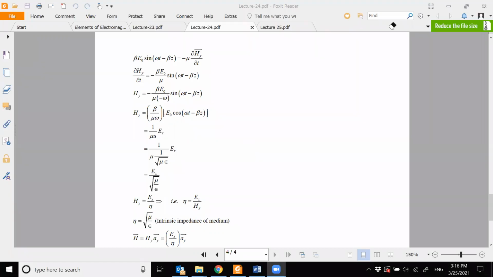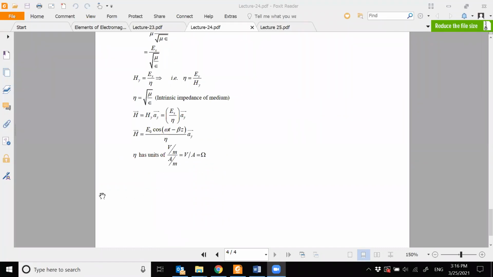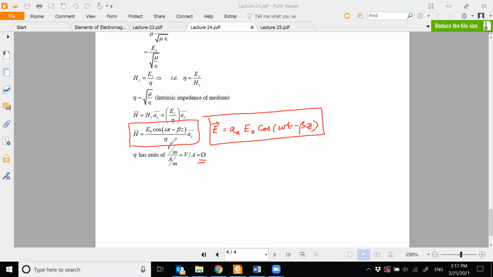Okay, and this relates the electric and the magnetic field amplitude. As you can see here, this is volts per meter, this is amperes per meter, and therefore it is ohms. And this is my associated magnetic field for my electric field, which is cos of omega t minus beta z. So this is my electric field, and this is the associated magnetic field. So they are together.